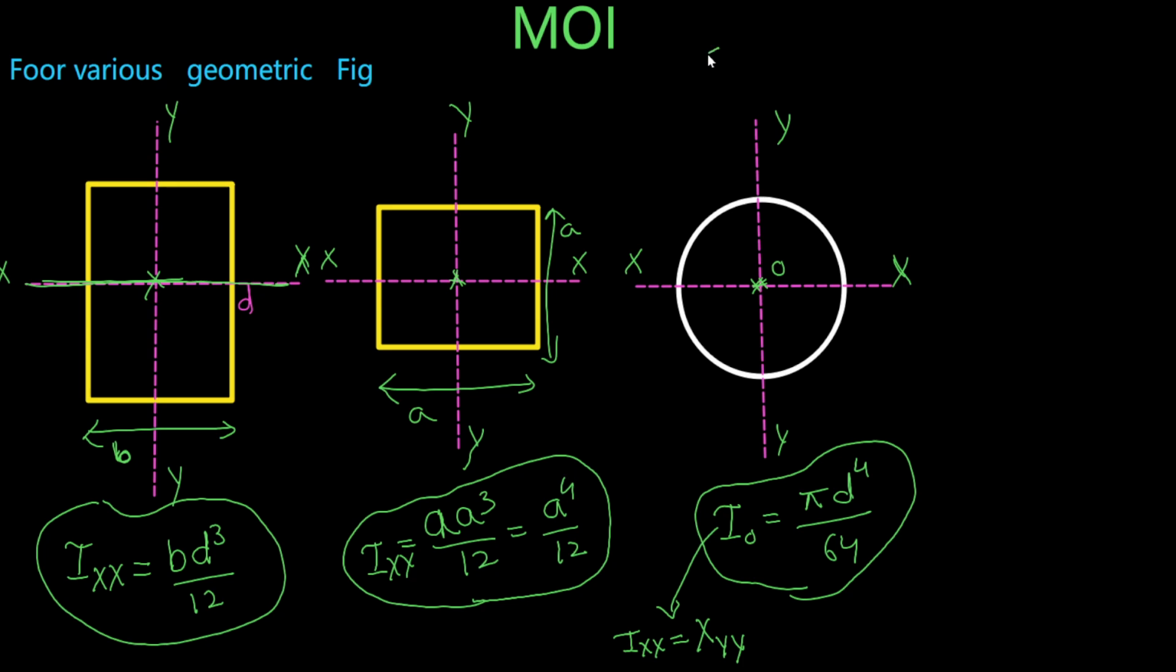So for the circle, you don't need to remember this one also, only you have to remember the rectangle.